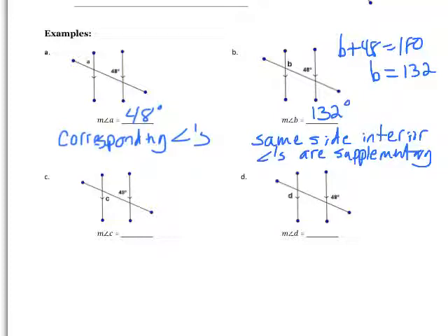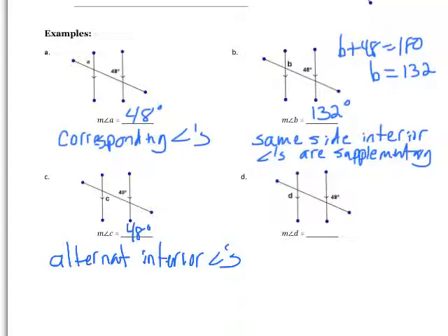Angle C, when you look at part C, these are alternate interior angles. So we know that alternate interior angles are going to be equal to each other. So angle C is going to be 48 degrees.